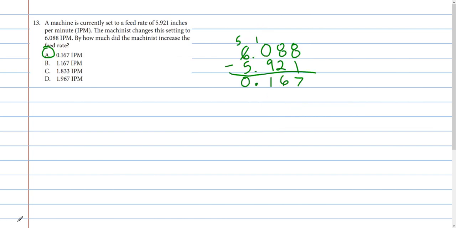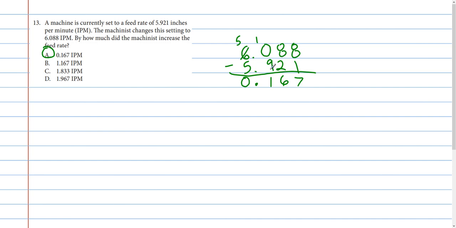Let's look at the next one. Number 13. A machine is currently set to feed at this decimal, and it changes to this decimal. In order to figure out the change, we have to subtract those two numbers. So let's do that. We take the larger one, the 6.088, and subtract the smaller one, and our result will be the change. So we get 8 minus 1, we get 7. 8 minus 2, we get 6.